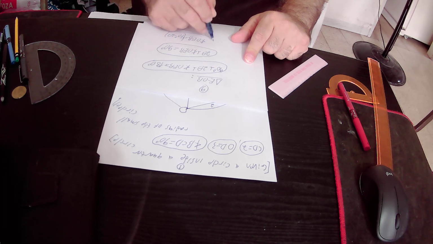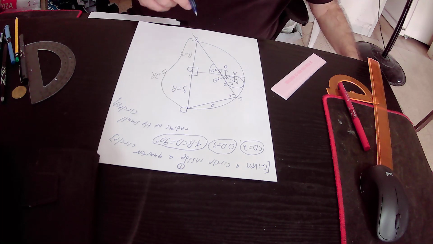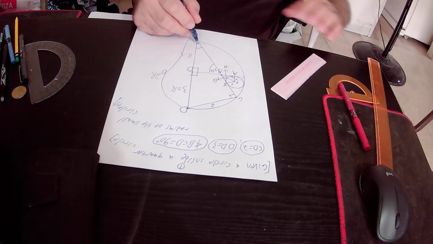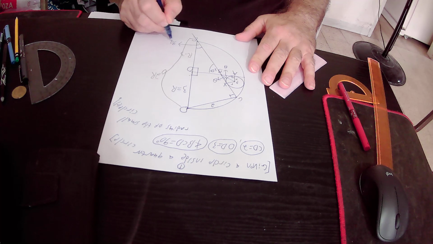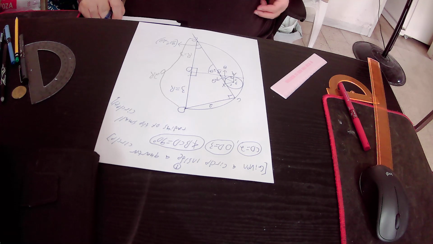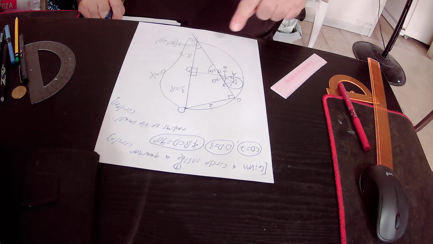Okay, so this angle OEB equals 90 degrees minus 2 theta. Okay, in the next step we will focus on the right triangle DCE.